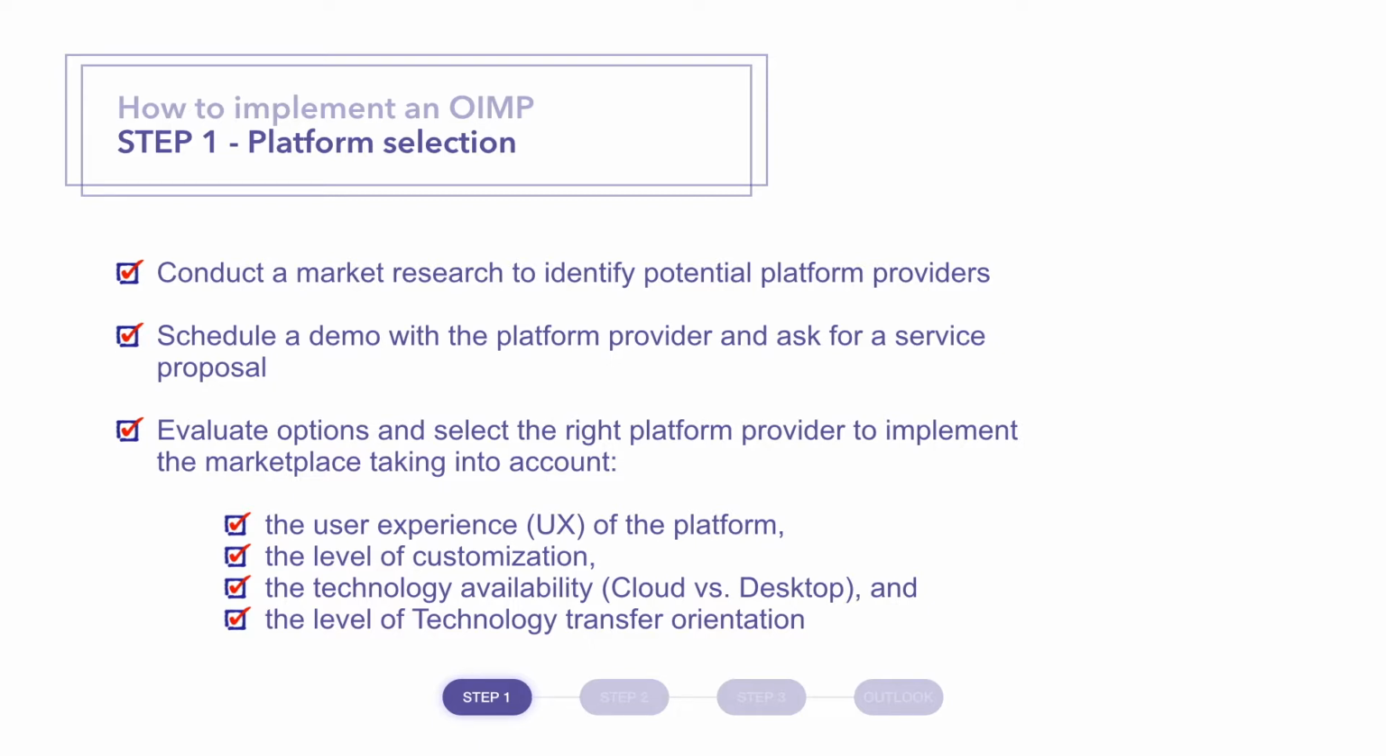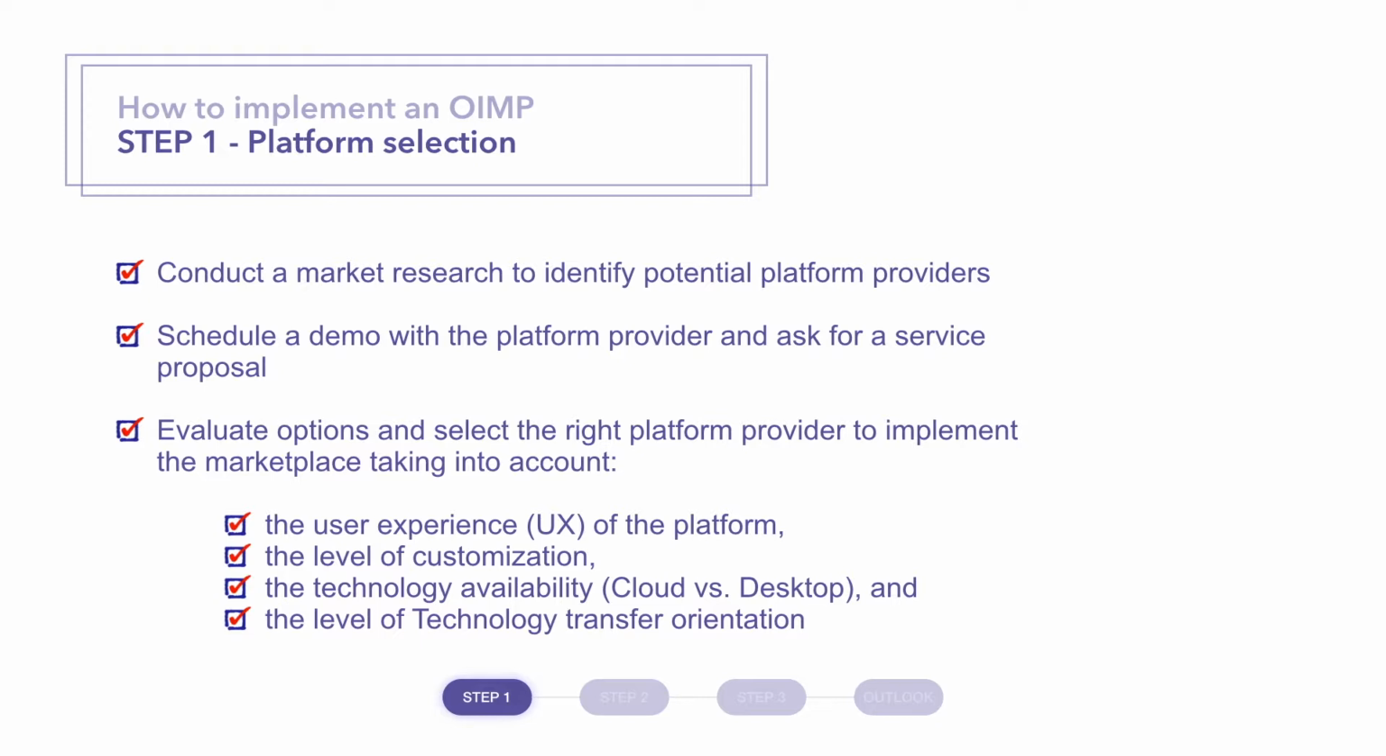The first one, the user experience of the platform to make sure users will be able to easily navigate within it. Second one, the level of customization, so the platform could be adapted to the corporate look and feel. The third one, the technology availability, whether it's cloud or desktop based. And the fourth one, the level of technology transfer orientation.